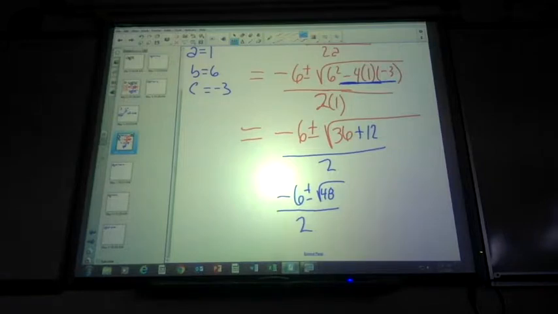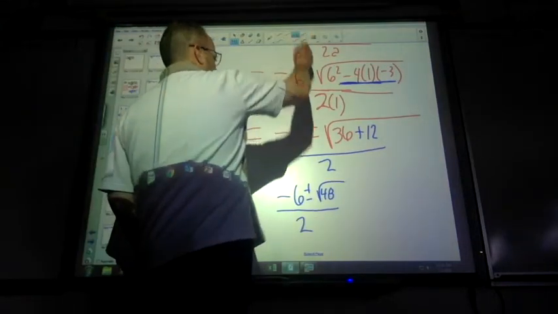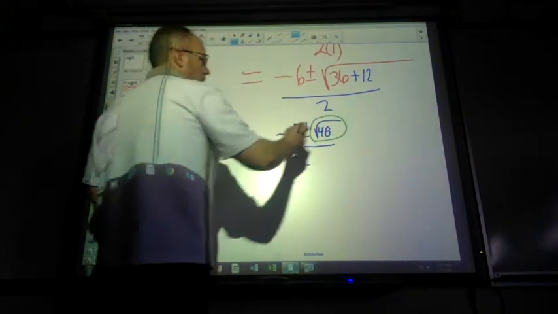What can we do to get more points? Divide by 2. What am I simplifying? Negative 6. What am I simplifying? 48, thank you. This needs to be modified.